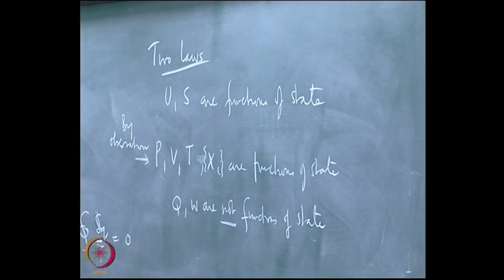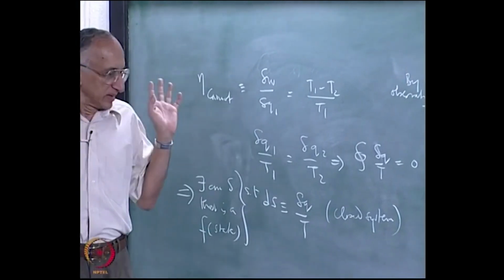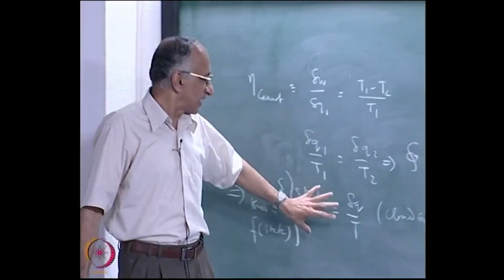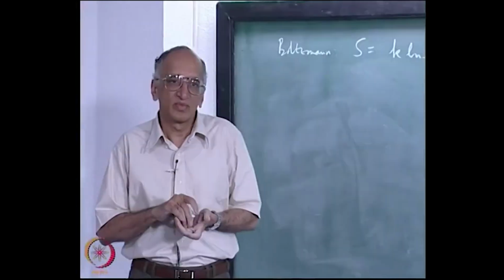Essentially the two laws said these are the only observable properties, and it said while Q and W are not functions of state, I can find two functions of state that are related to Q and W. One was simply delta Q minus delta W, which is dU, or U equal to Q minus W for a closed system, and the other, which is much more subtle, was this entropy. The second law is probably the greatest discovery of the 19th century.